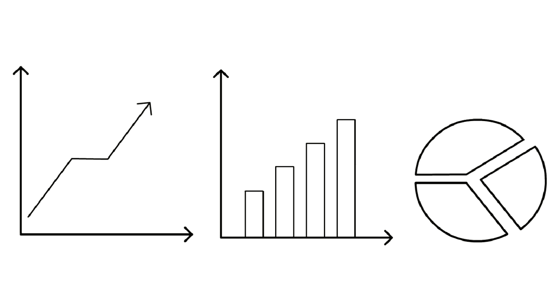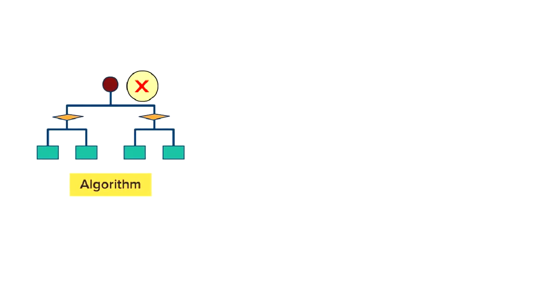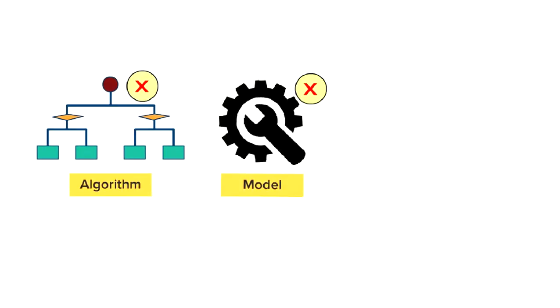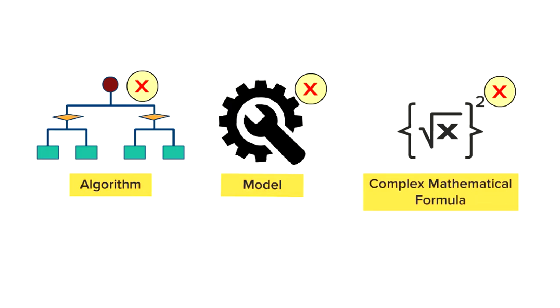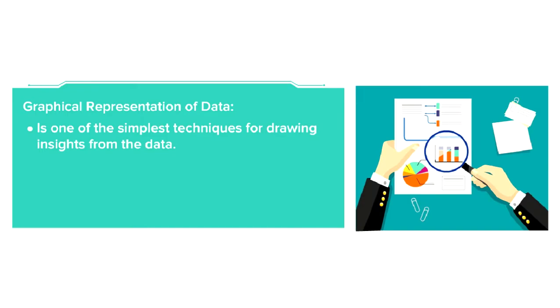Graphical or visual representation of the tabular or numeric data is one of the most popular and commonly used analytical techniques. Here, the visual representation is done using graphs or charts, such as bars in a bar chart, lines in a line chart, or slices in a pie chart. For such visual representation, we neither use any algorithms, nor any complex models, nor any complex mathematical formula. It is one of the simplest techniques for drawing insights from the data.